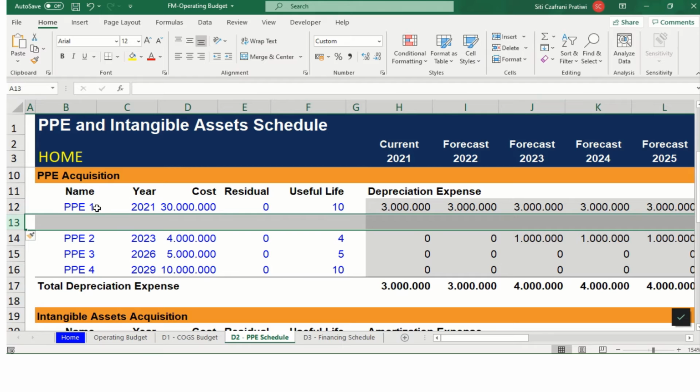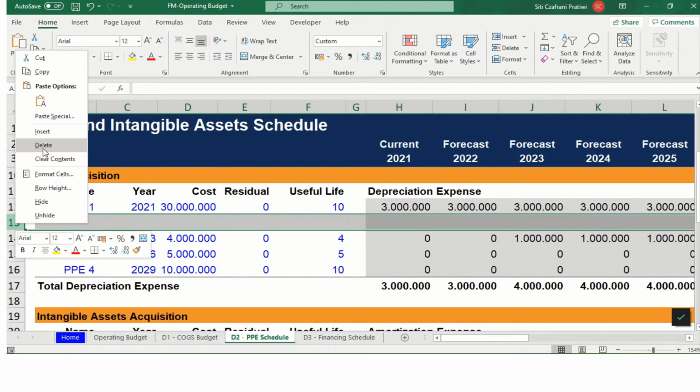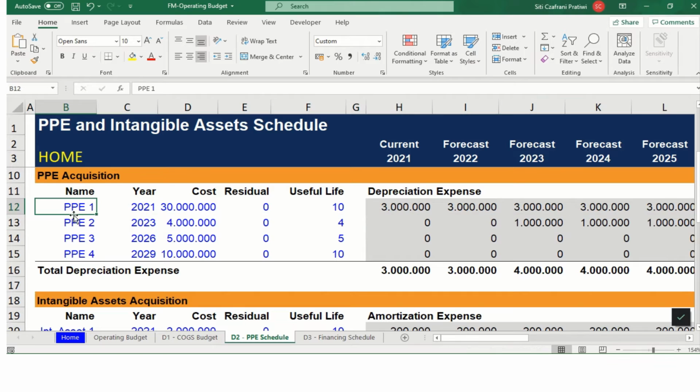Just insert more rows and define what the PPE name is. Here, I do not use any specific PPE name. I just put PPE number 1, 2, 3, and 4. However, for your financial modeling or your group financial modeling, you should specify what PPE you need here.